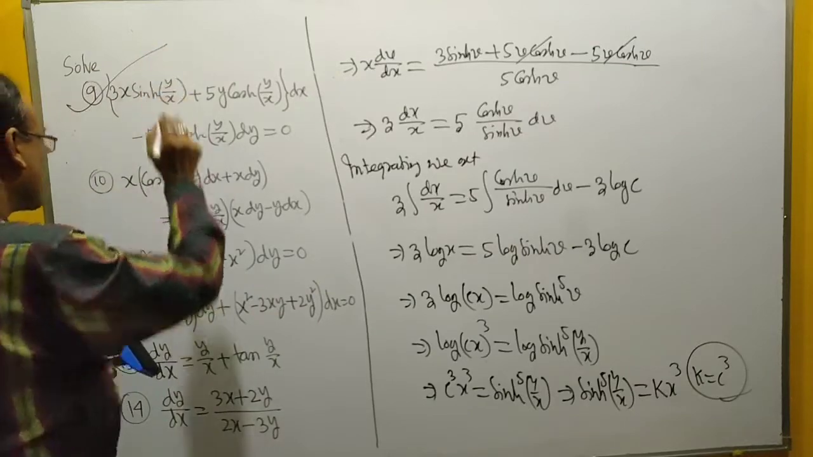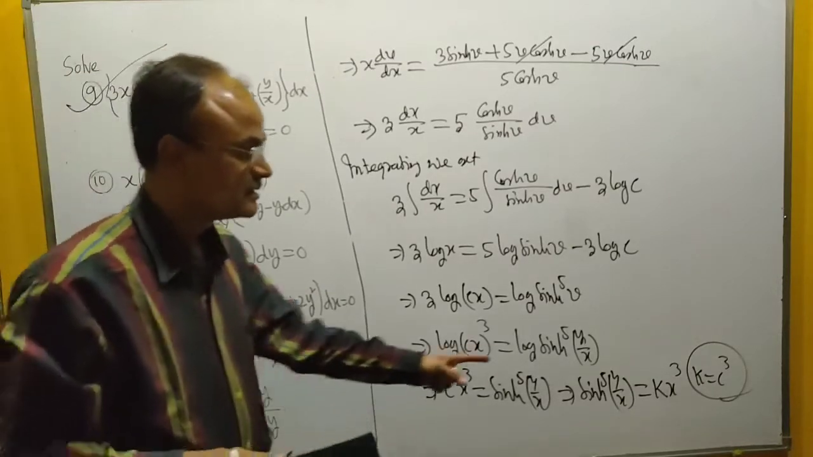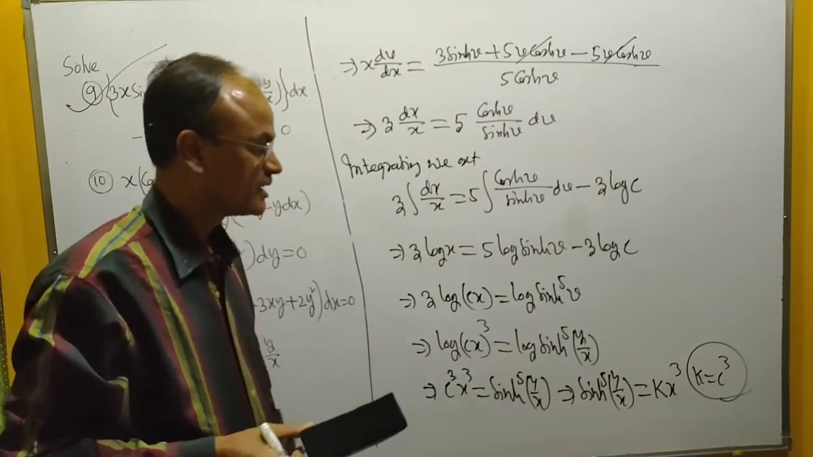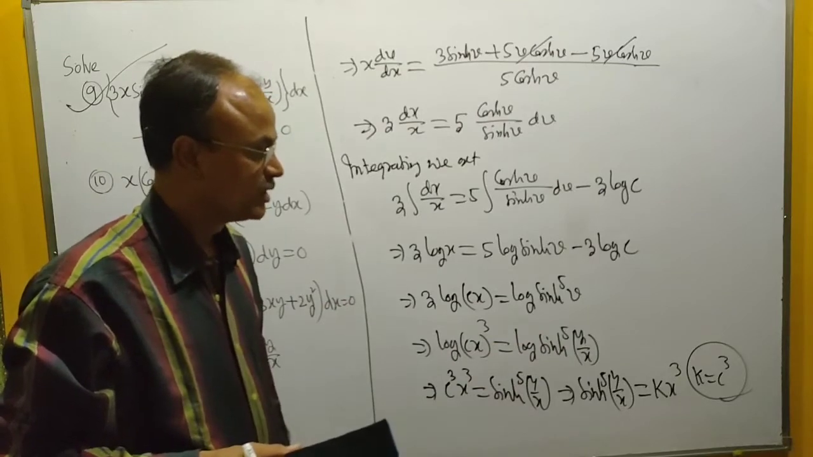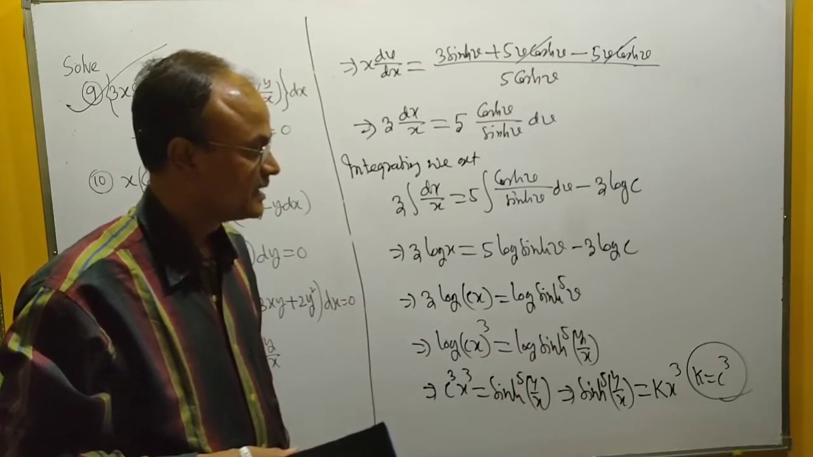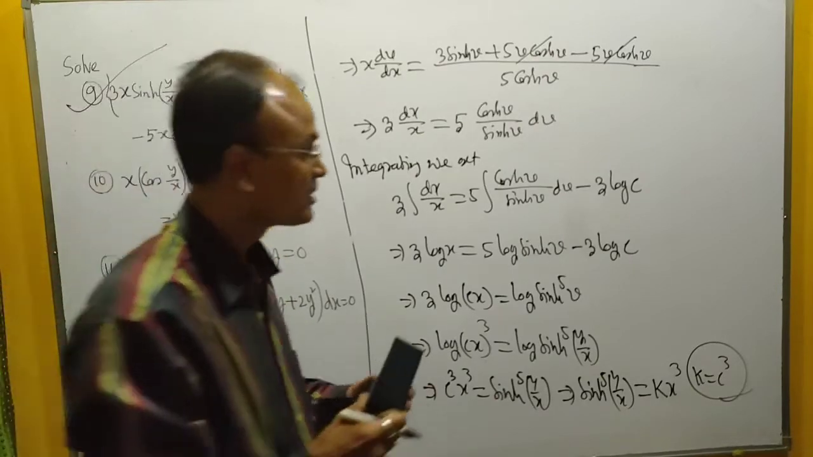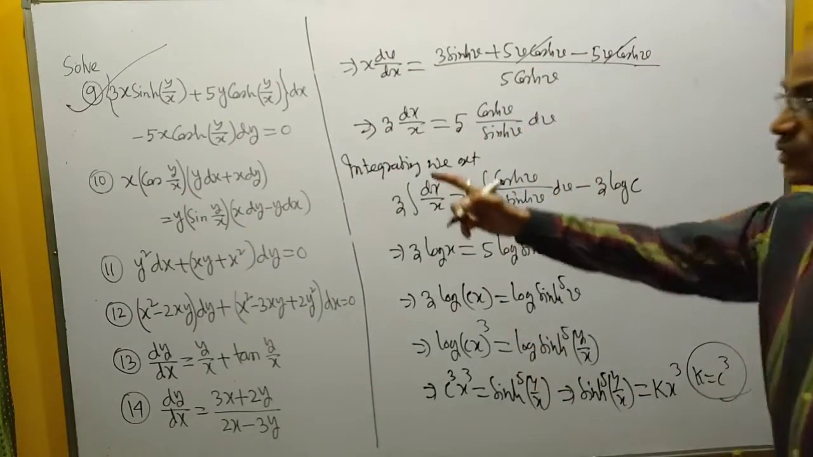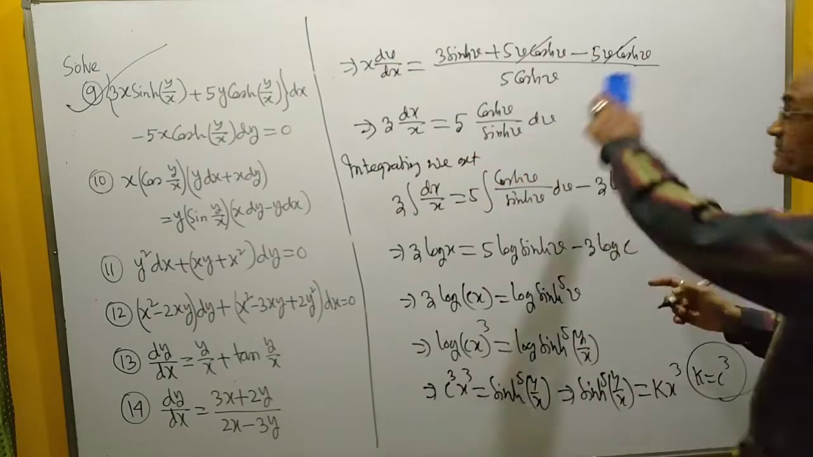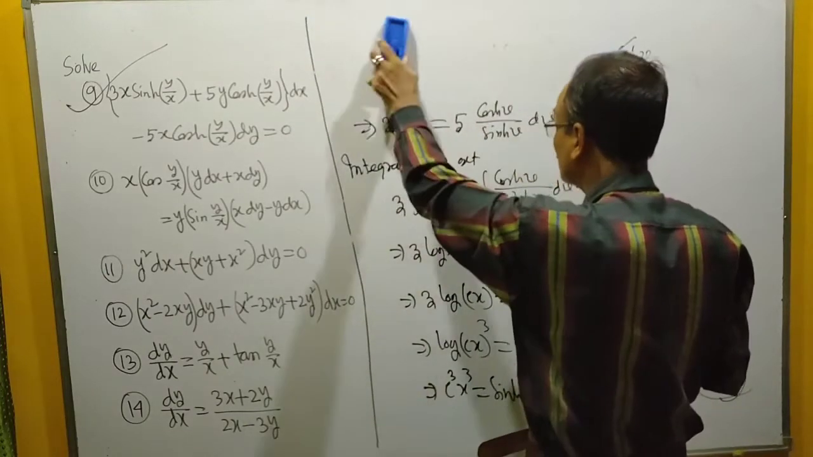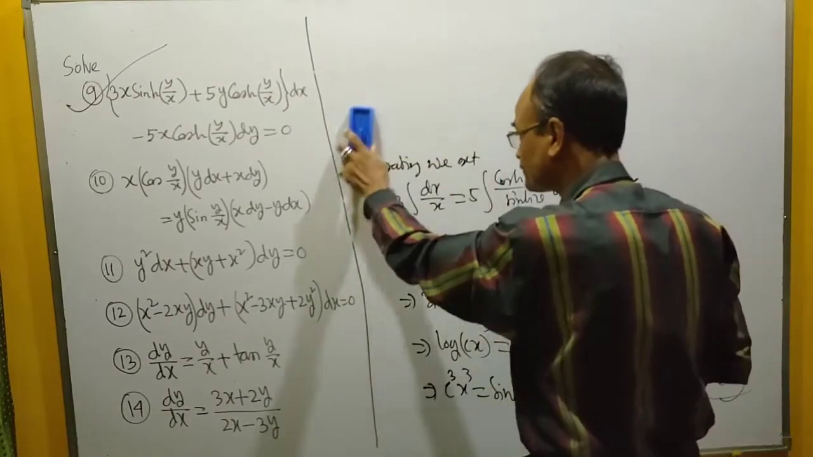Therefore, we have solved number 9. This is the solution of the differential equation: kx cube equals sinh to the power 5 y by x. Let us try to solve question number 10. Now, come to solve question number 10.